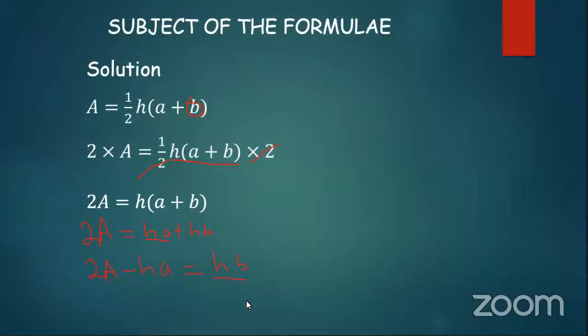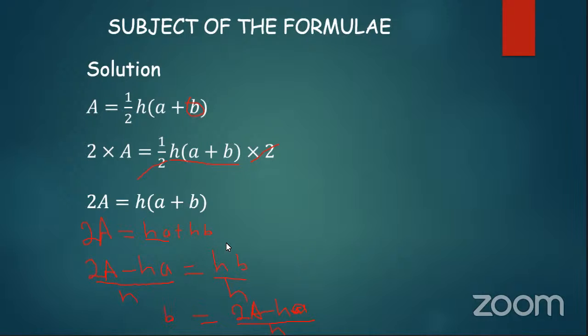HB. Then here we divide by H. And our B is equal to 2A minus HA divided by H. Okay, so subject to this formula, that is the answer we have.